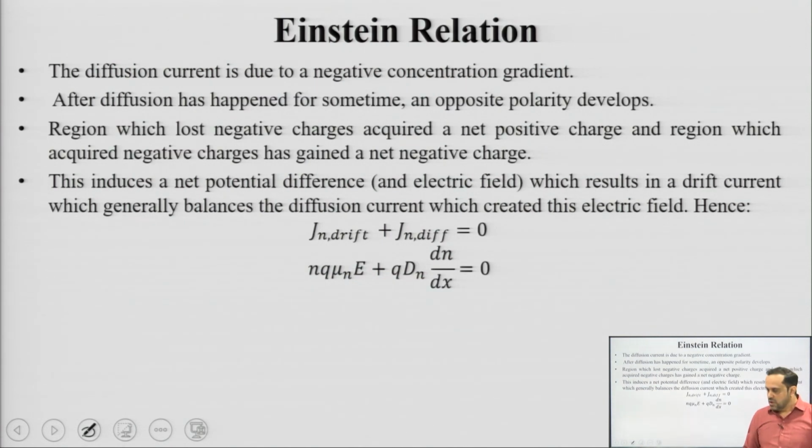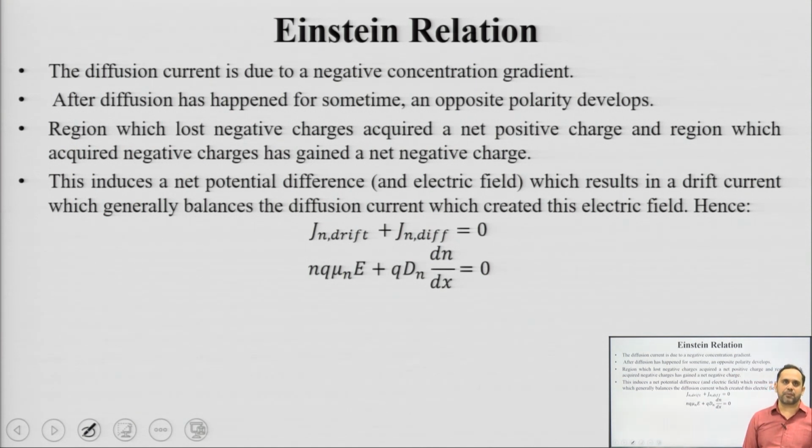Okay. So, once we have the current components, let us see a very important relation which is generally applicable whenever there is diffusion current. It is known as Einstein relation. It relates two very major parameters. It relates the diffusion coefficient with the carrier mobility. Okay. So, both are very important parameters. Diffusion current, as we know, is because of a negative concentration gradient.